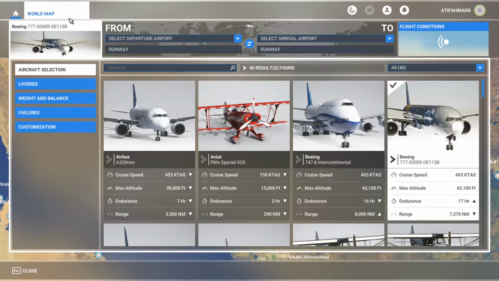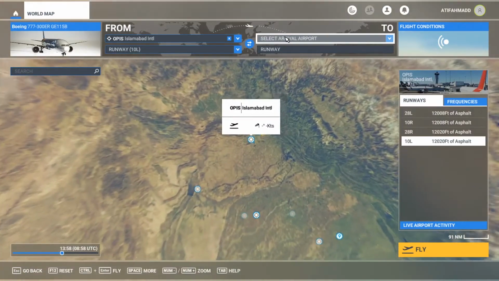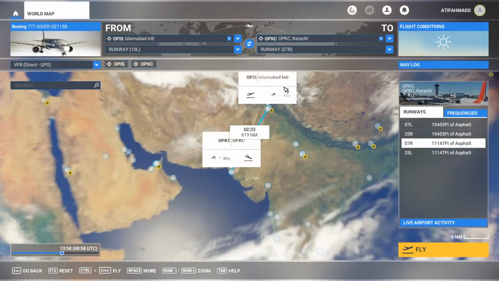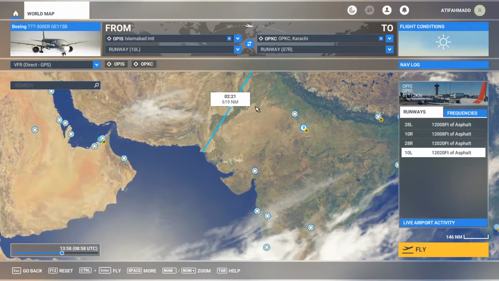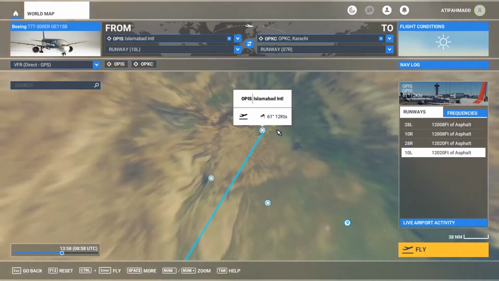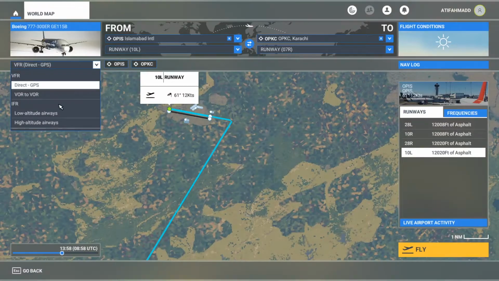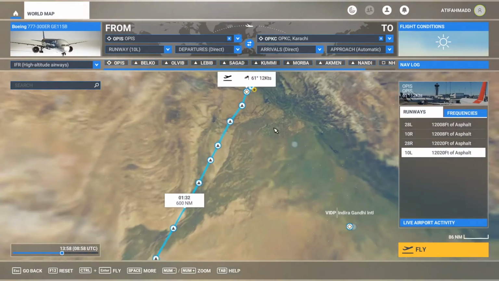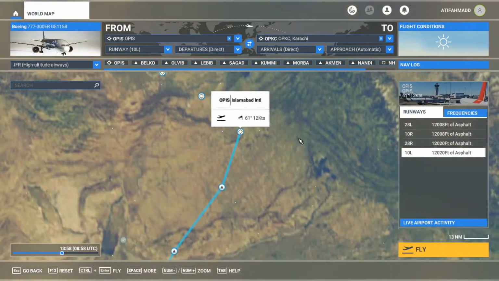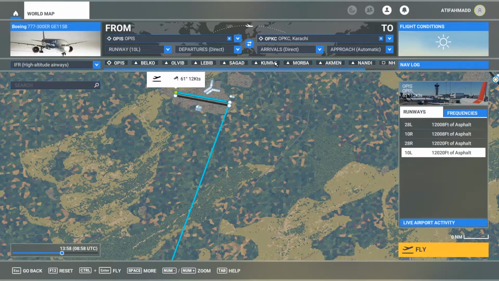So first of all, I'm selecting this plane and I'm selecting the airport OPIS, and I will go to OPKC. And doesn't matter, I'll use the runway 10 left. I'm not going into the flight planning stuff because obviously this video is not a tutorial or learning to fly or something like this, I'm just giving you the feel of the plane. So if you're planning to buy it, you buy it at your own risk.